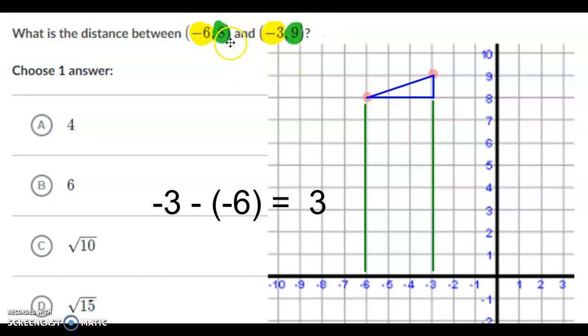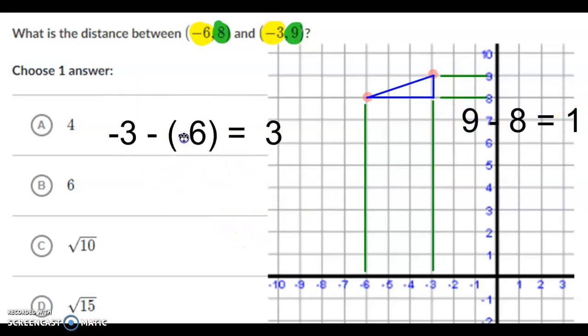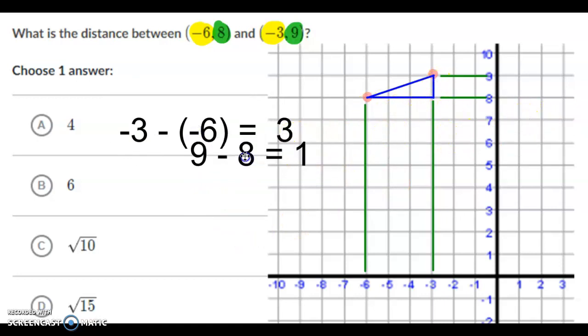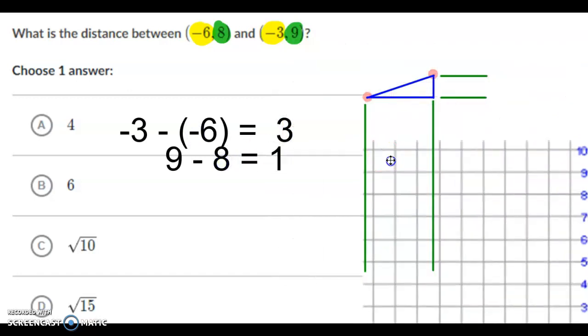These are my y's, the distance between the 8 and the 9. We can see on the picture really easily that this leg is 1 unit long. What it's doing is taking the distance between an 8 and a 9, and we're actually just subtracting: 9 minus 8 equals 1. That's how I know that this leg of the triangle is 1. All right, so here's where it's kind of cool. My first leg of the triangle was 3, and my second leg was 1.